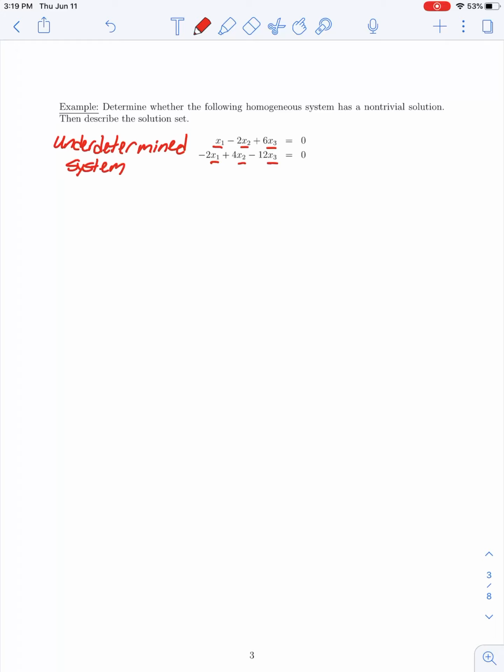So let's look at an underdetermined system which is homogeneous. That is where we have each equation set equal to 0. So to try to find our solution set for this system, we will express this as an augmented matrix, where our first row is 1, negative 2, 6, 0. And our second row is negative 2, 4, negative 12, 0. Now pretty quickly you can see here that the second row is a scalar multiple of the first row.